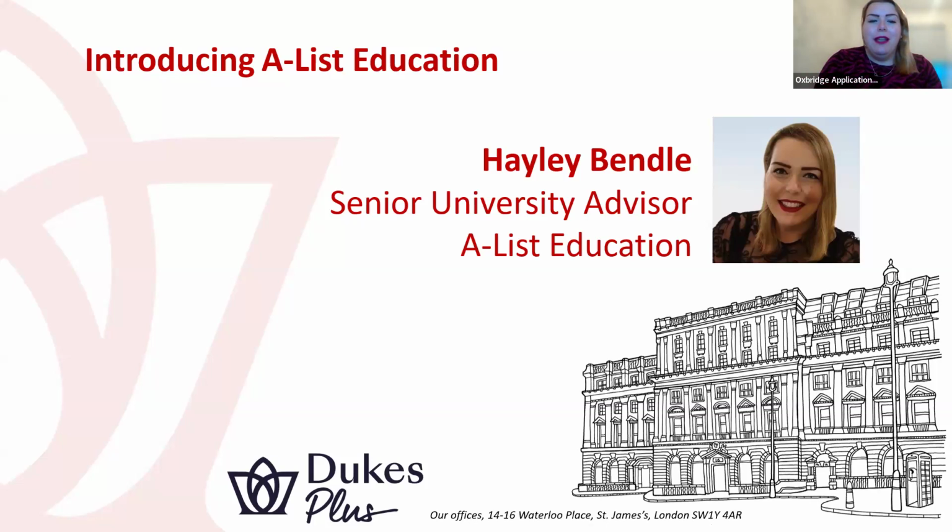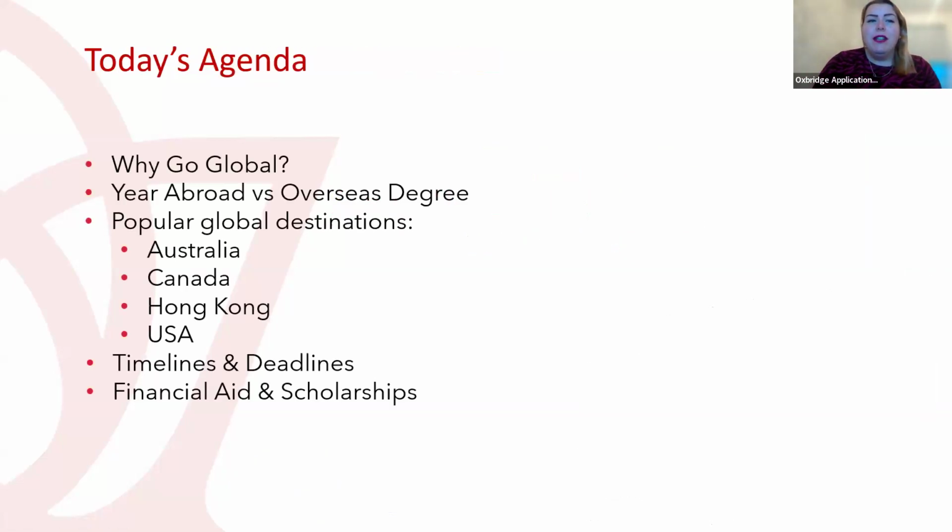To give you a flavour of what we're going to be speaking about tonight, just looking at a variety of concepts. First of all, why look globally? Why look at different options outside of the UK? And what are the benefits of that for learners like yourselves? The differences between a year abroad versus going overseas for the entirety of your degree, and how that might be beneficial to some people and beneficial to others in different ways.